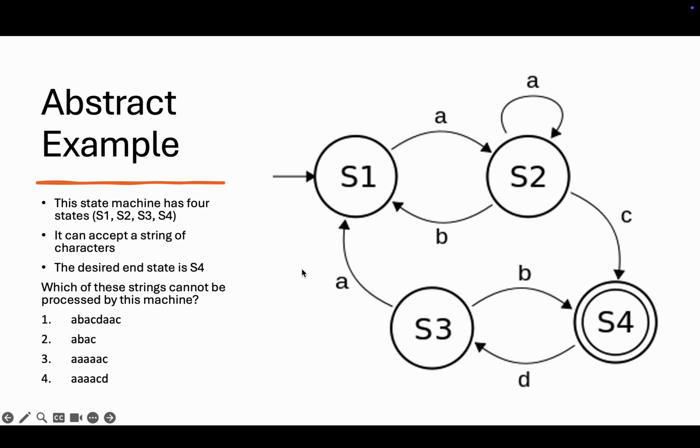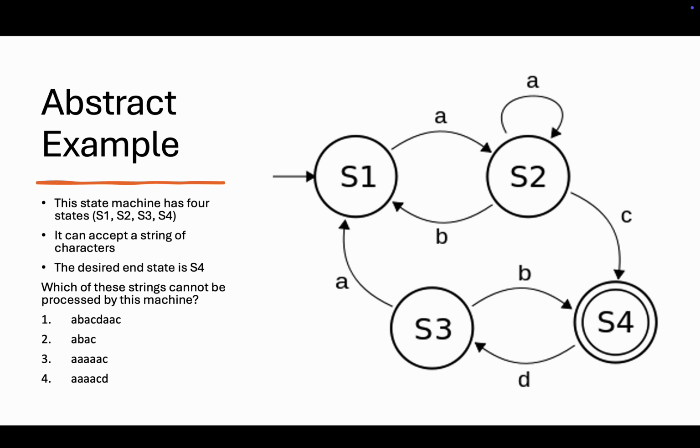Okay? So it's asking us, which of these strings cannot be processed by this machine? Let's see. We have ABA, CD, AA, C. So this regular expression is a way to abstractly move through the transitions and states of a finite state machine. Let's try it with the first one. Starting in S1, ABA, so A brings us to S2, B, A, so we're at S2 again, C, D, A, and C. So the first one is correct.